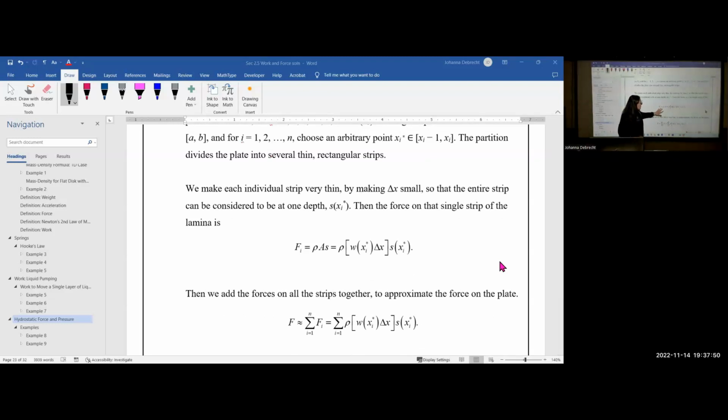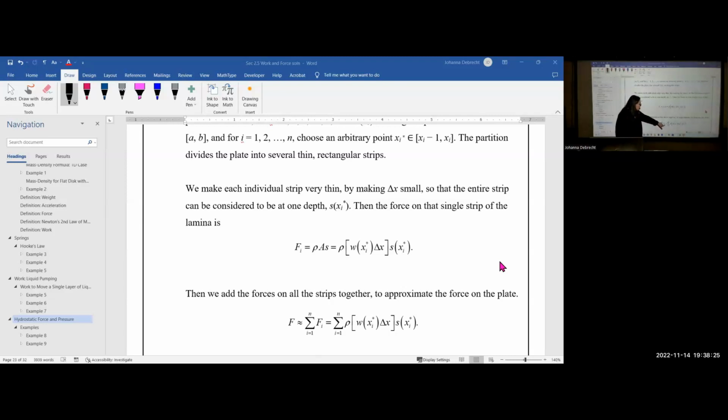So the force on the ith strip is given by the weight density of water, rho, times the area of that little strip times the depth in the water of that strip. Now, the strips are incredibly thin, and so we take this point x sub i star, we find the width at that point, and we use that to multiply by delta x to get the area, and then we multiply by the depth at x sub i star. Now, as the width of those goes to 0, x sub i star becomes x.